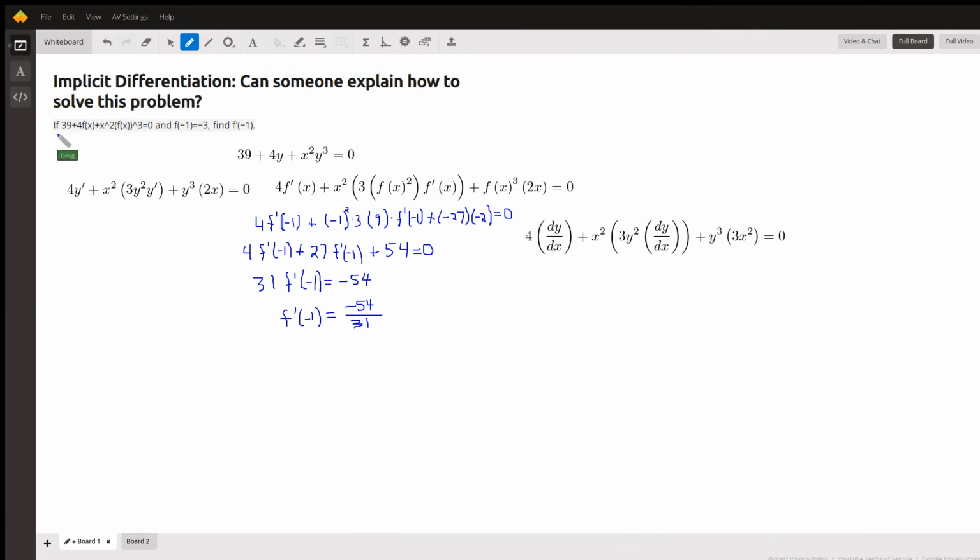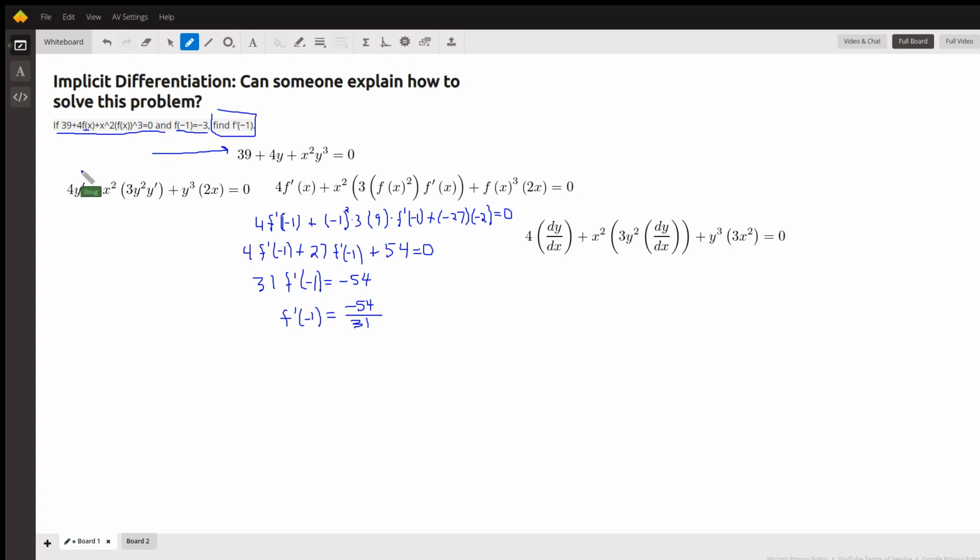Okay, you're given this relation right here and told that f of negative 1 equals negative 3. Find f prime of negative 1. So realize that the problem could also be written this way. y is some function of x. We just don't know what it looks like. And if you write it this way or this way, there's three notations you can use to find the derivative.